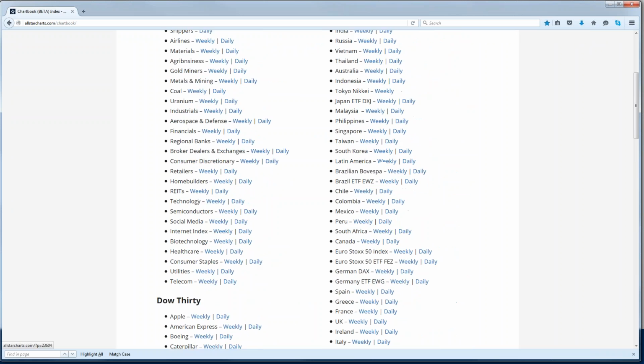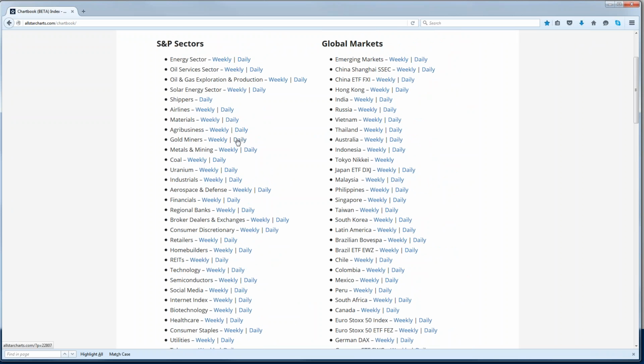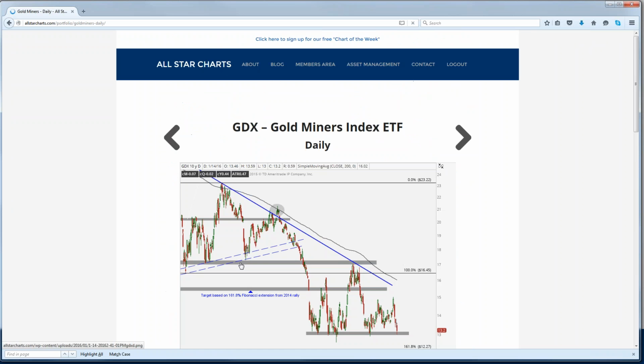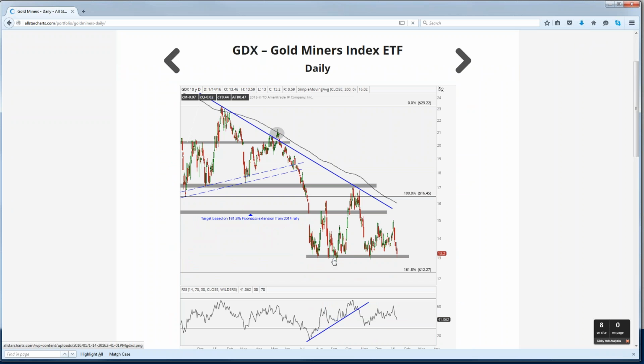I know you guys were asking me about the gold miners. The gold miners are very, very interesting here. I think they're about to break again. Here's why. 1, 2, 3, 4, 5. This is now the 5th test of this support, 13 bucks and change. The more times that a level is tested, the higher the likelihood that it breaks. I think it breaks and we head towards 12.25. And we want to be short on that break.